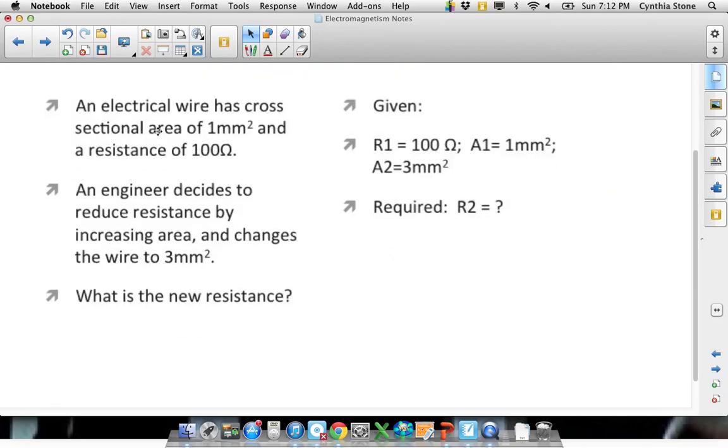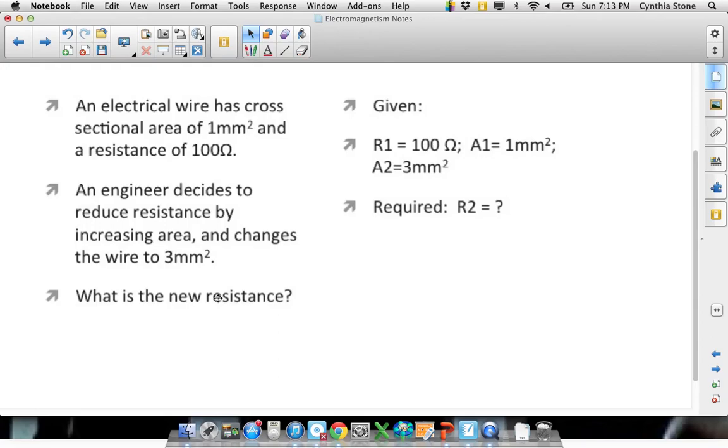Cross-sectional area. Imagine I had a cross-sectional area of 1 millimeter squared. So obviously wires are tiny, right? And my resistance was 100 ohms. An engineer reduces the resistance by changing the wires to thicker wires, three times thicker. What's the new resistance?